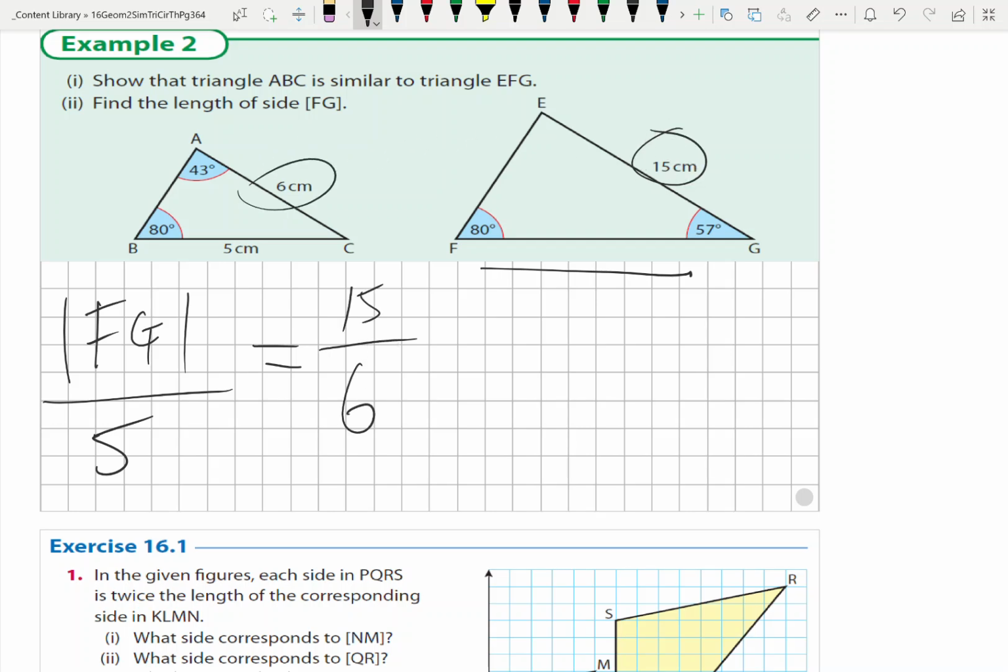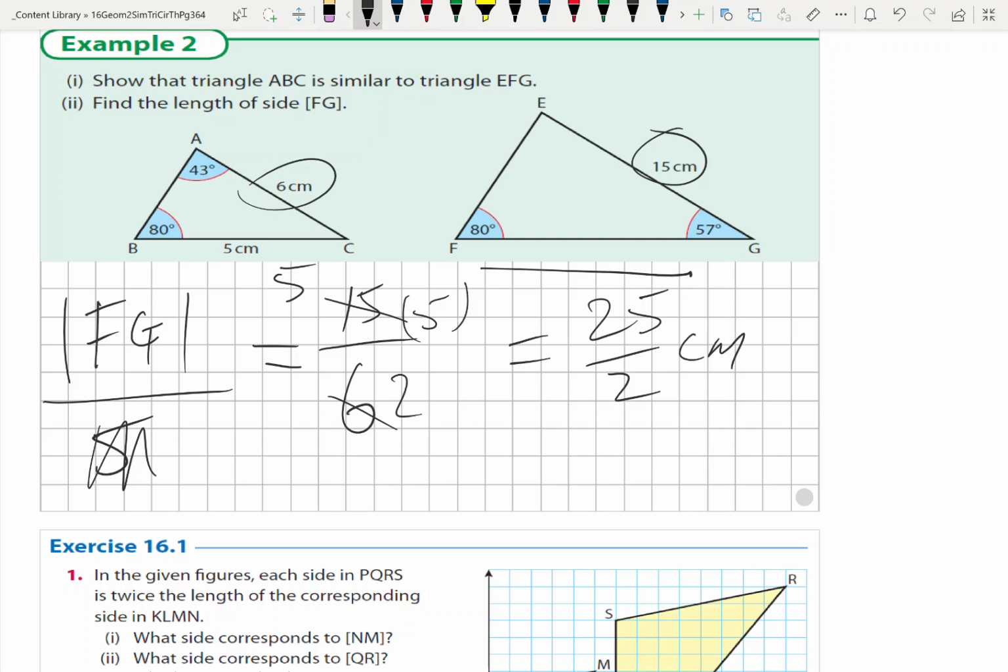Bring up the 5 and divide in the common 3, and we have 25 over 2. Which is a perfectly good answer, as long as we call it centimeters.